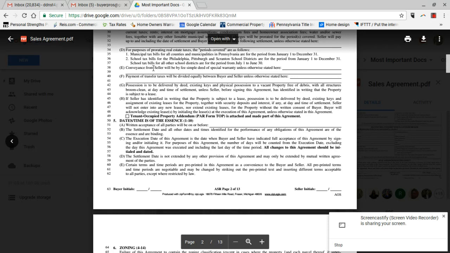Conveyance of the deed from the seller will be by fee simple deed of special warranty unless otherwise stated here. Now, if you guys just got out of your classes, they probably told you to put general warranty in there. They didn't do that. The thing about general warranty is eventually there will not be a general warranty deed available anymore. General warranty deed means that, as long as you can remember from as far back as William Penn came and settled in Pennsylvania, this property is free and clear of all liens and encumbrances and so on. That's what a general warranty deed means.